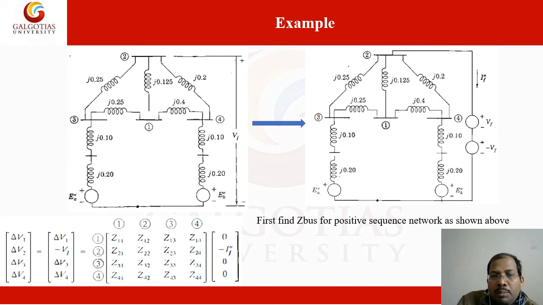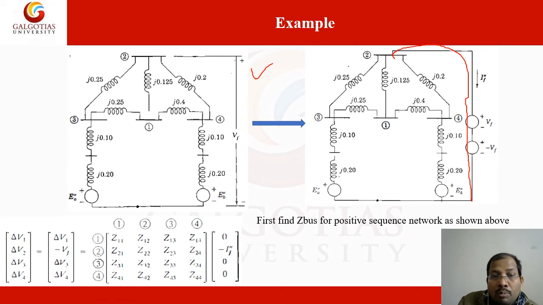So this is the example. Here we consider a 4 bus system: bus 1, 2, 3, 4. At bus 2 there is a fault. This is the network before the fault. If a fault occurs at bus number 2, what will happen? Here the fault occurs, which means there becomes a short circuit.